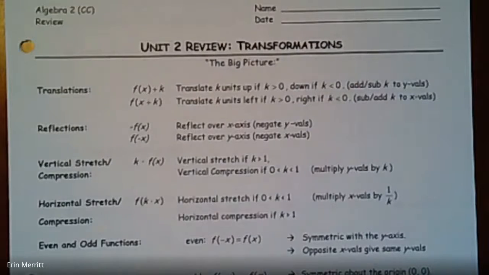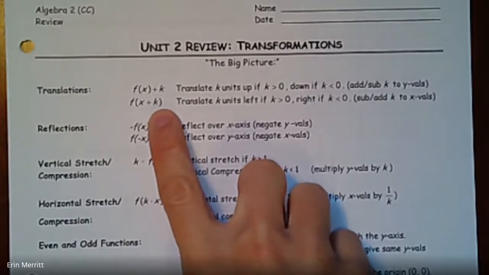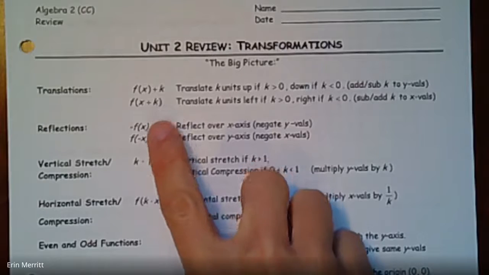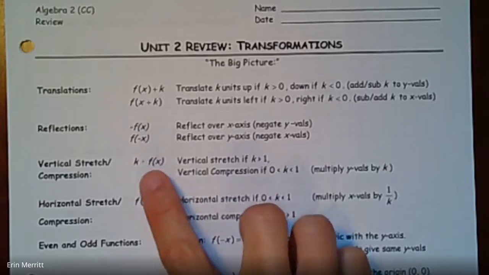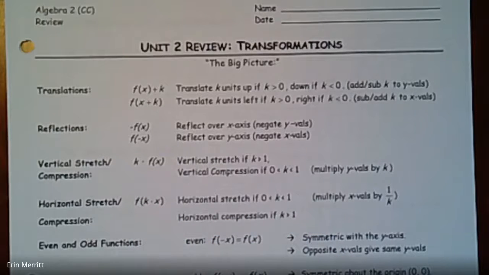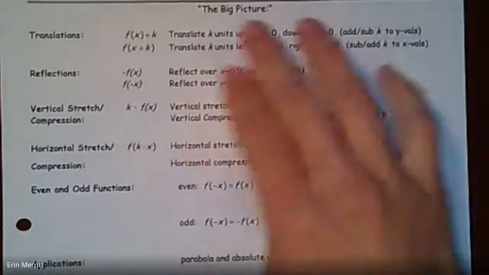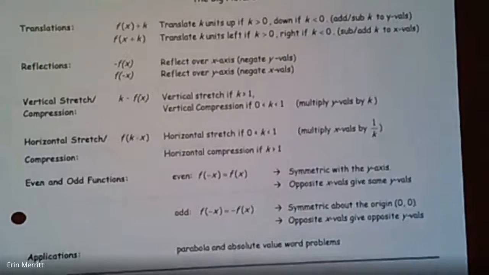So that's what a lot of the information at the top of the page is, just reiterating all the different rules. You know, if you add or subtract on the outside versus on the inside, that is a translation or a shift. If you negate on the outside or the inside, that's a reflection. If you multiply by a number on the outside or the inside, that is either a vertical or a horizontal dilation. So those are the three transformations in general. And then all the details as to, depending on what kind of number you have, how that affects it.